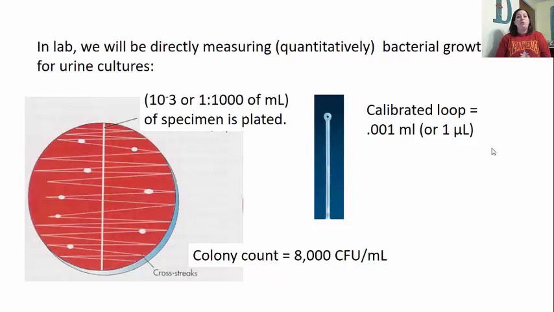In the lab, you will be directly measuring and quantifying bacterial growth for urine cultures. So when you get to the lab where you're going to look at urine cultures, this is what they look at. You look here that it's 10 to the negative 3, or a 1 to 1,000 of a milliliter of this specimen plated. So again, you would count how many are there and multiply it by 1,000. A lot of times they'll do this by using a calibrated loop so that you know exactly how much fluid that loop picks up. So when we look at this particular colony count, there are 8 colonies. You do 8 times 1,000, so it's 8,000 colony forming units per milliliter.